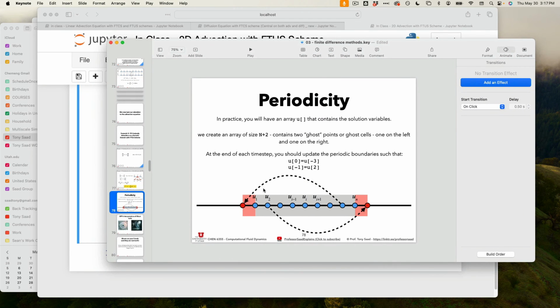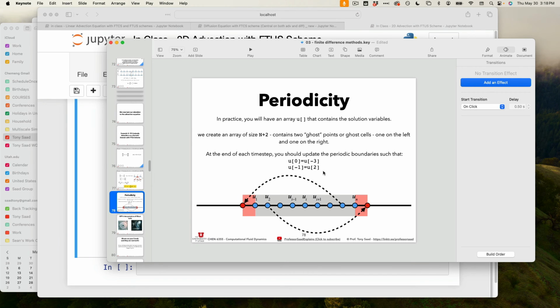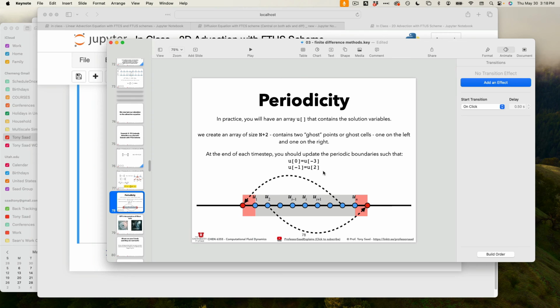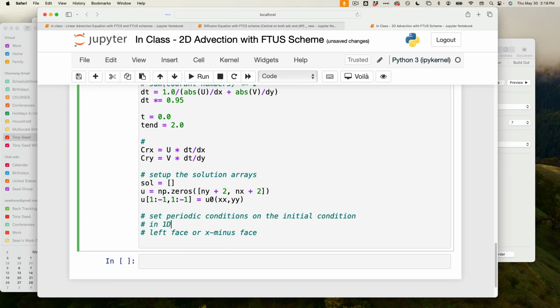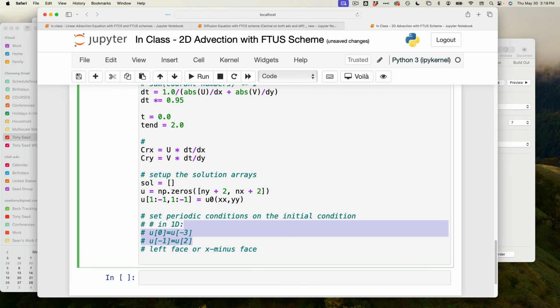So remember, with periodicity, u0 is u minus 3, and u minus 1 is u2. Now we're going to do this over in the x direction, so over the entire face here. We're going to inherit this entire face. We're going to move it here. And this entire face, we're going to move it here, but also in y. You do it in x, and then you swap the index, the slicing in y, and you're done. Okay? So keep this in mind. In 1D, this is what we had to do. Okay, so I'm going to copy that and go here. In 1D, we had to do this. Okay?